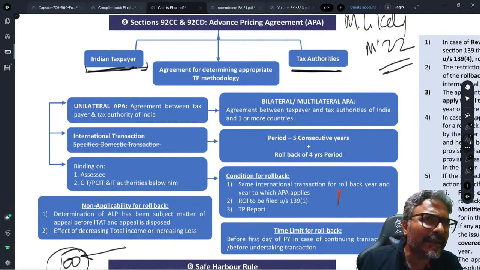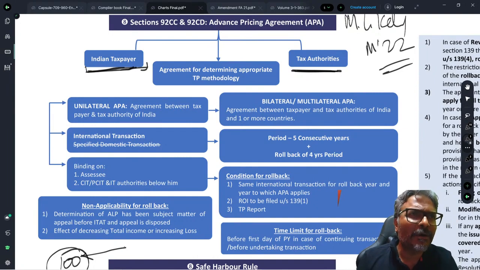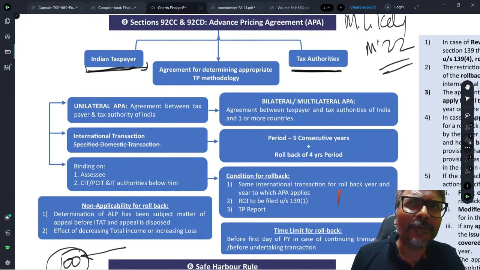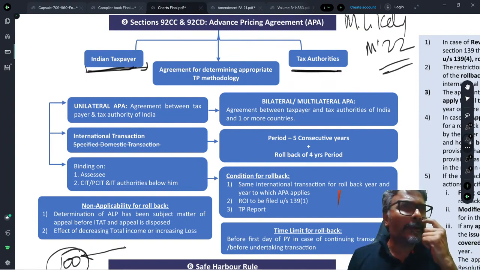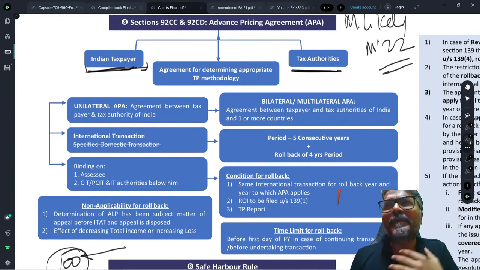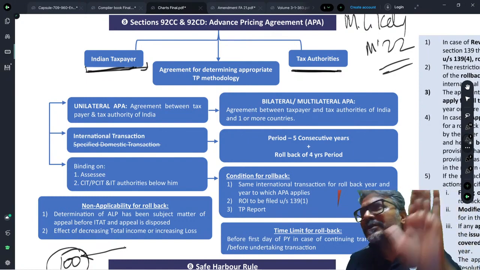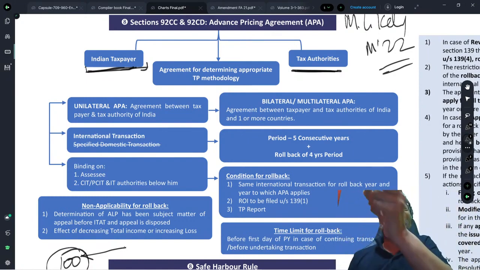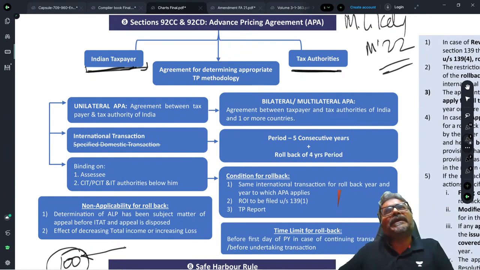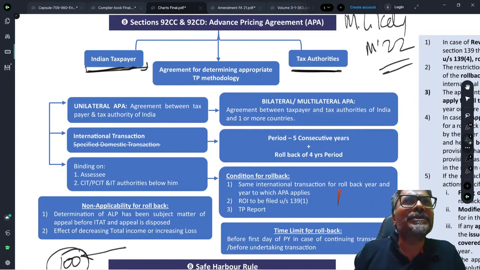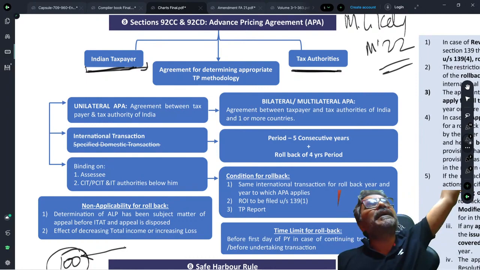But since I haven't taken the APA in those years, or maybe the APA was not applicable in those years, therefore, I and the department could not reach a compromise formula. And because we cannot reach a compromise formula, my transfer price was rejected by the assessing officer in the course of the assessment, and he adopted a different ALP, resulting in an increase of my total income and thereby my tax liability. Accordingly, I did not agree to the additions made in the assessment, and therefore we are fighting the case in the court.